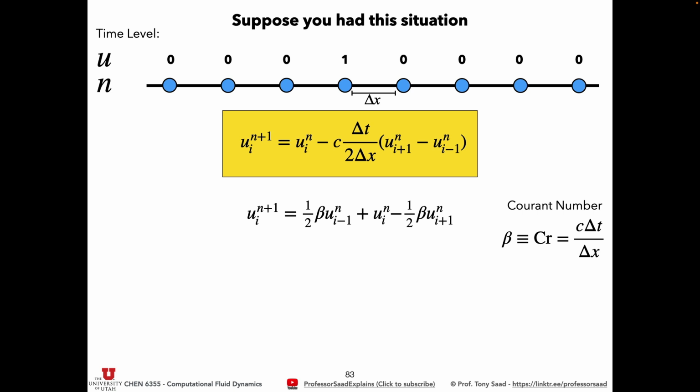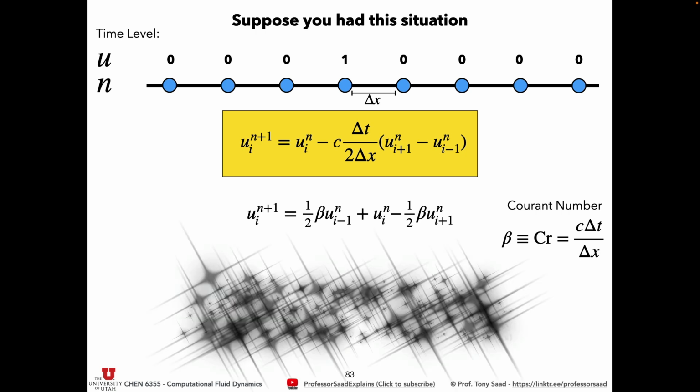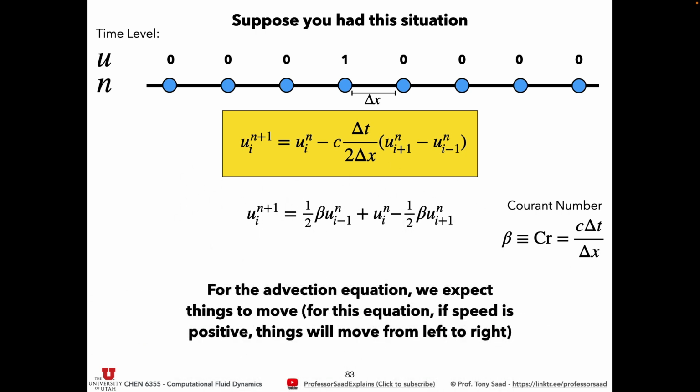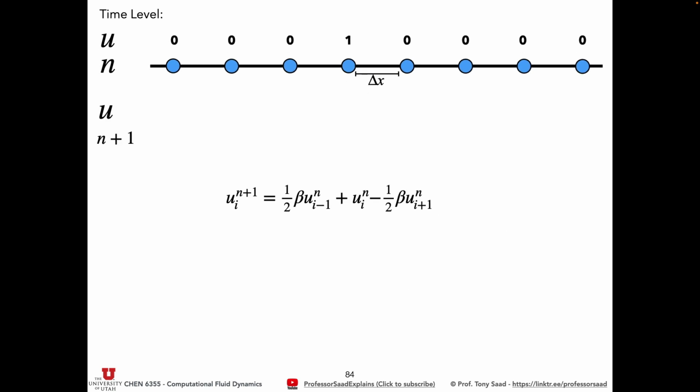C times delta t is speed times time, which is distance, right? So meters per second times second gives you distance. Over delta x, it's a measure of how much your delta t is moving a signal along the grid. Okay? So let's see what happens in a single time step. For the advection equation, we expect things to move. This is because the speed is positive, so things should move from left to right.